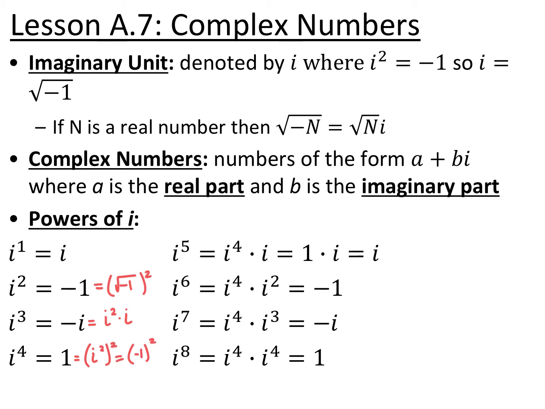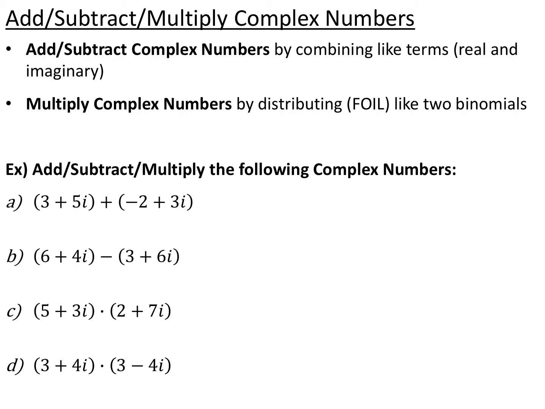Because i to the fourth is the same thing as i squared quantity squared, or -1 squared, so you get +1. And then you can evaluate higher ones by taking out what you know. So i to the fifth would be i to the fourth times i, so that'd be 1 times i, which is just i. i to the sixth would be i to the fourth times i squared, so -1, and so on and so forth. We can add, subtract, and multiply complex numbers. It's very similar to as if this was an x instead of an i. You just treat it the same way.